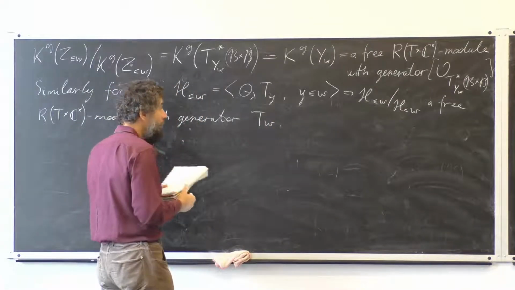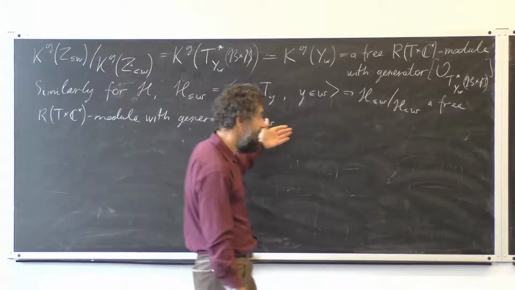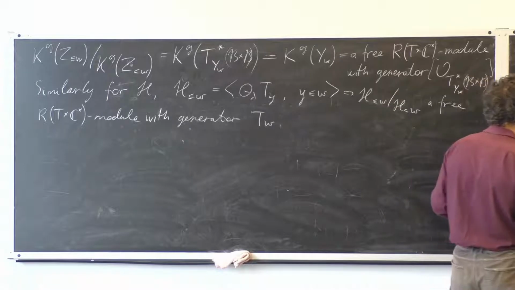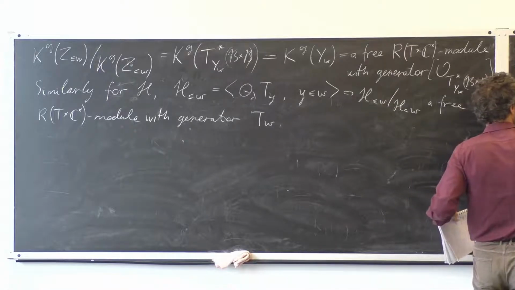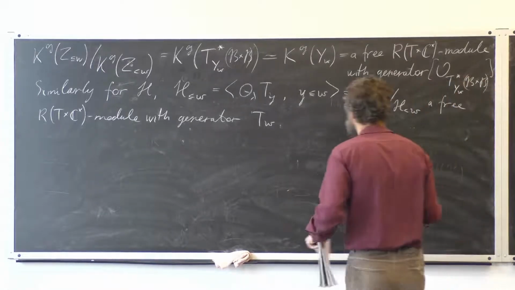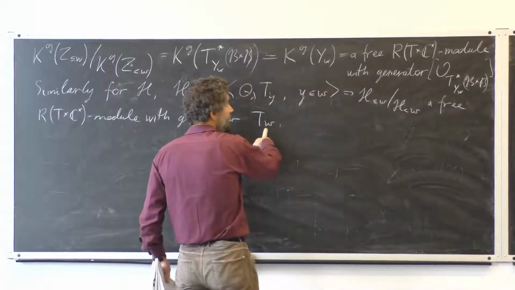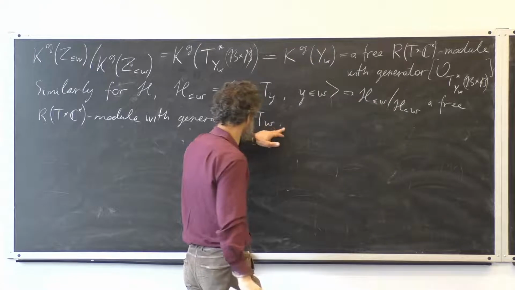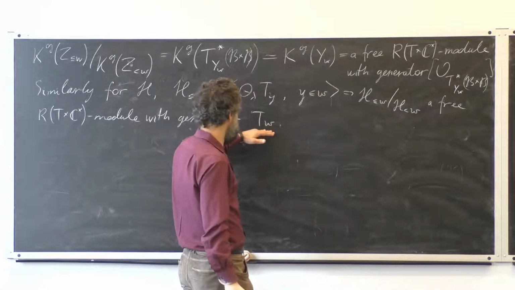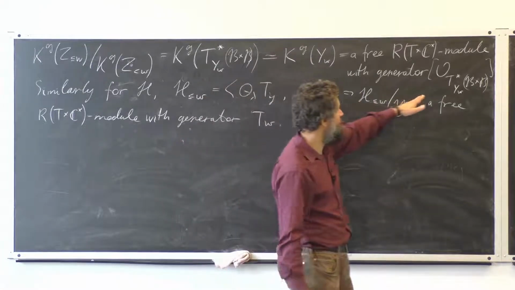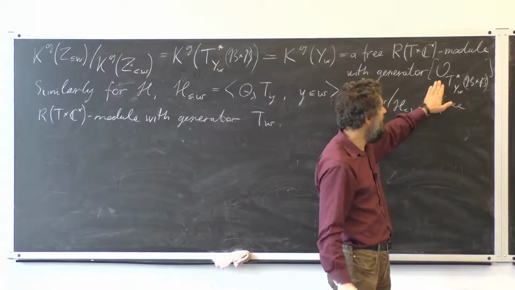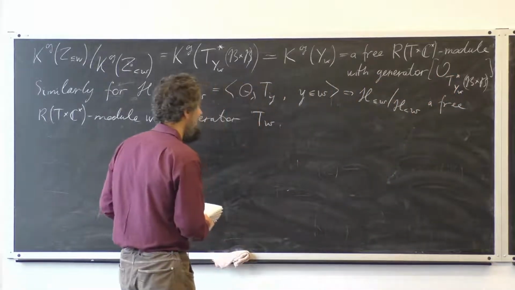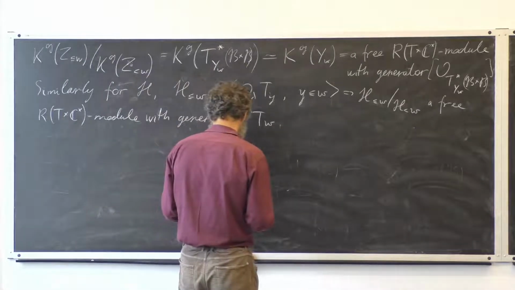And now we have to prove that under our map, this dotted map, T_w goes to, I mean, in the associated graded, the class of T_w goes to this class, or maybe twisted by some line bundle that is invertible. Okay.